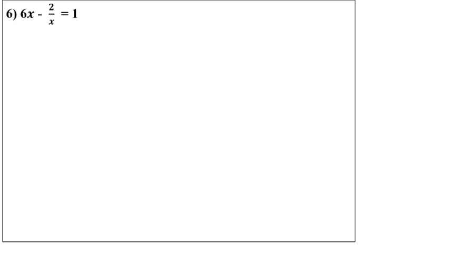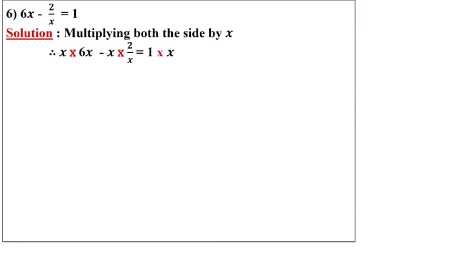Now next, 6x minus 2 upon x equal to 1. Here the denominator is x, so multiplying both sides by x, we get 6x square minus 2 upon x into x, means x will cut, 2, 1 into x is 1x. We'll arrange this equation. So we get 6x square minus x minus 2 equal to 0. The first term coefficient is 6 and the third term coefficient is minus 2. 6 into minus 2 we get minus 12. But we need what? The middle term is given minus 1.